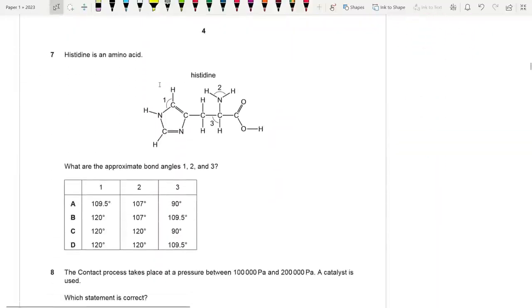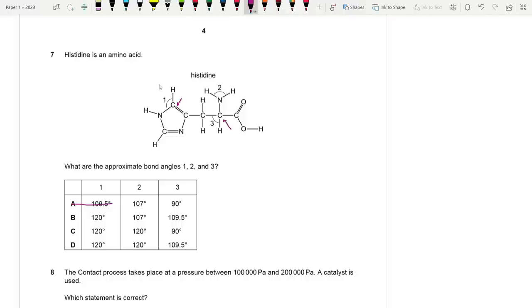Number 7, histidine is an amino acid. You'll learn about amino acids in the future. What are the approximate bond angles 1, 2, and 3? Okay, so this carbon is sp2 hybridized. So sp2 hybridized carbons have a bond angle of 120 degrees because it has one double bond and two single bonds.